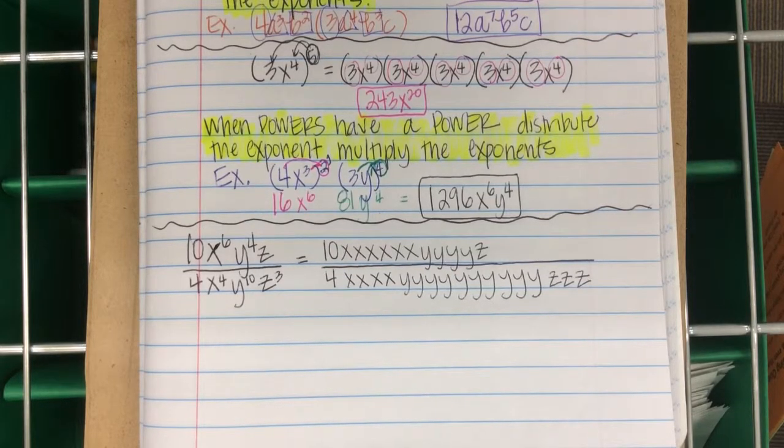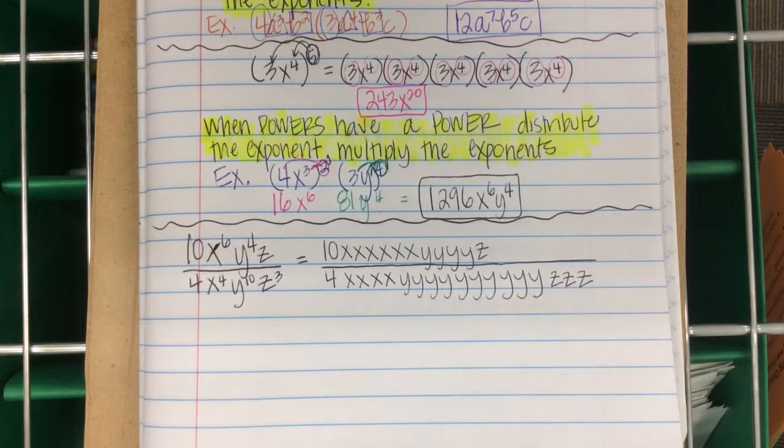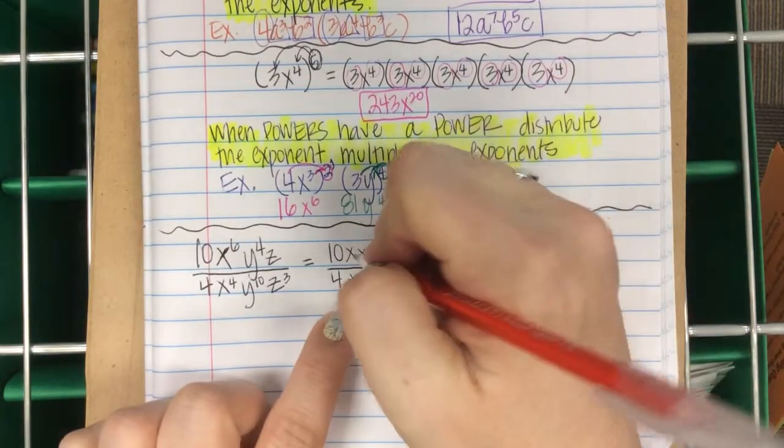And if you write it out, you can then do some canceling. Because if you look, x divided by x cancels out.